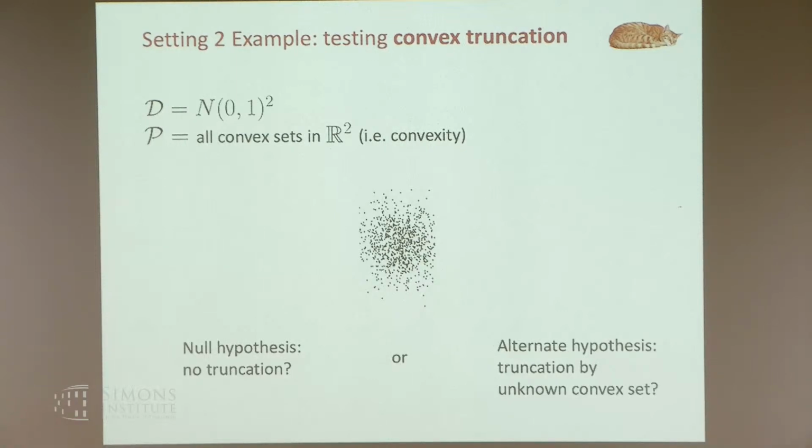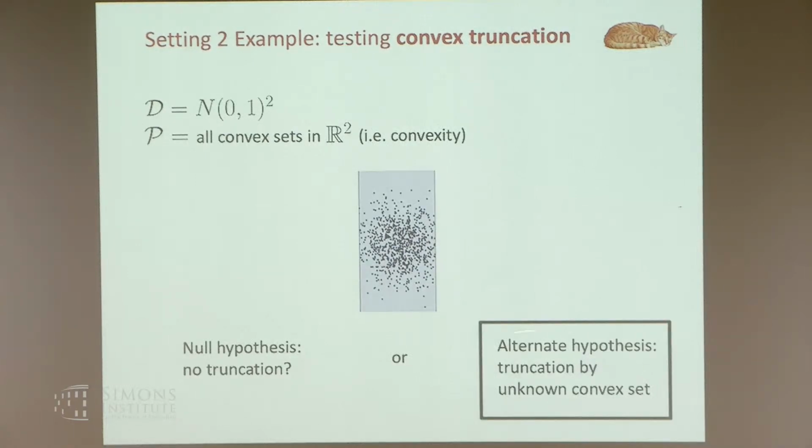Which one does it look like? Yeah, it looks like it was drawn from a Gaussian conditioned on a convex set, which is what happened. But if you don't know the convex set, and it's a high-dimensional situation, this is not such an easy problem. You can't eyeball it and be like, oh, clearly it was from this case or that case.